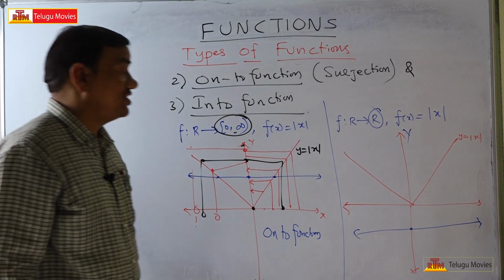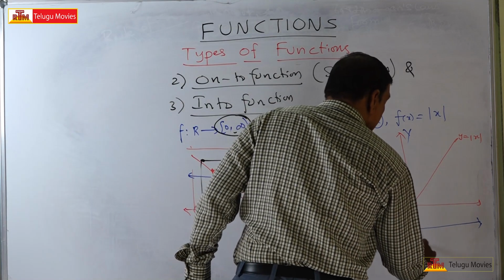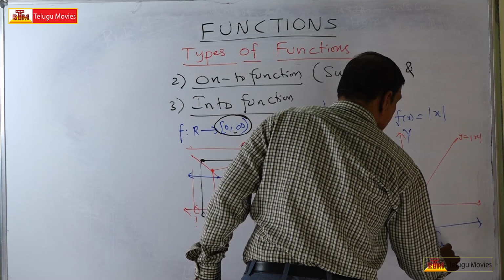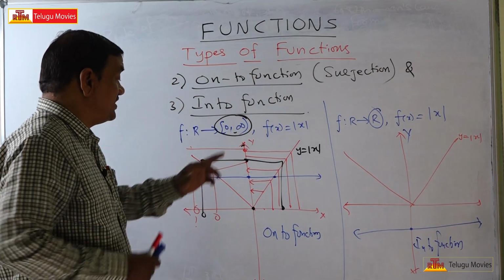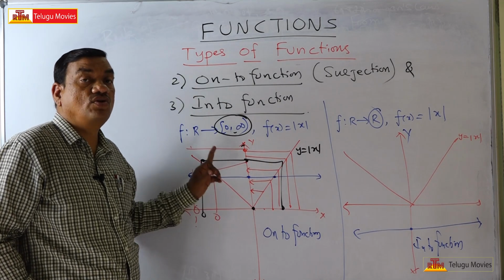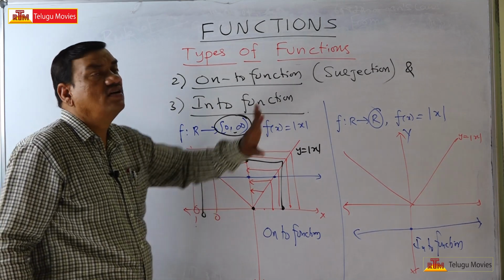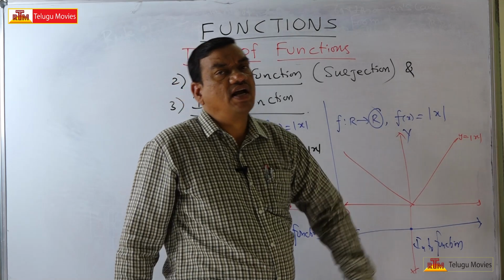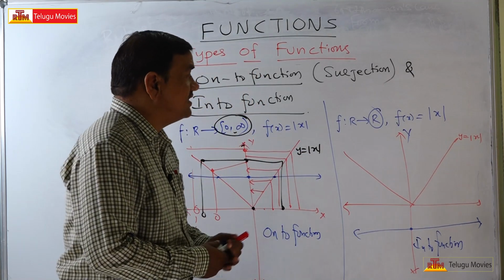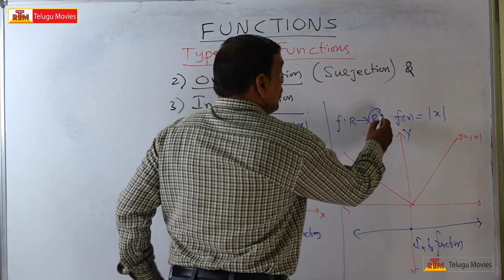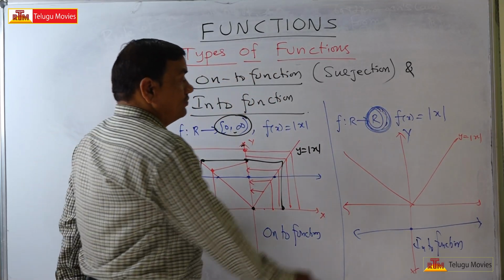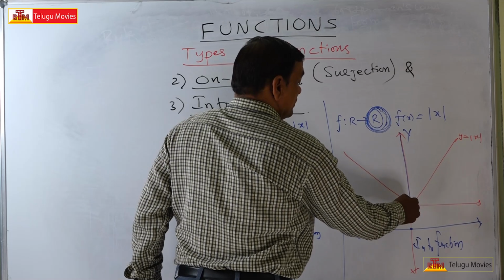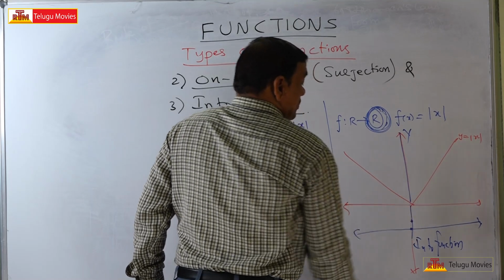No, not at all. That means it is an into function. If it intersects more than once, then it is an onto function. If it is not an onto function, automatically it is an into function. But you have to take a point from the codomain, not the domain, the codomain, the y value. So this is a y value.